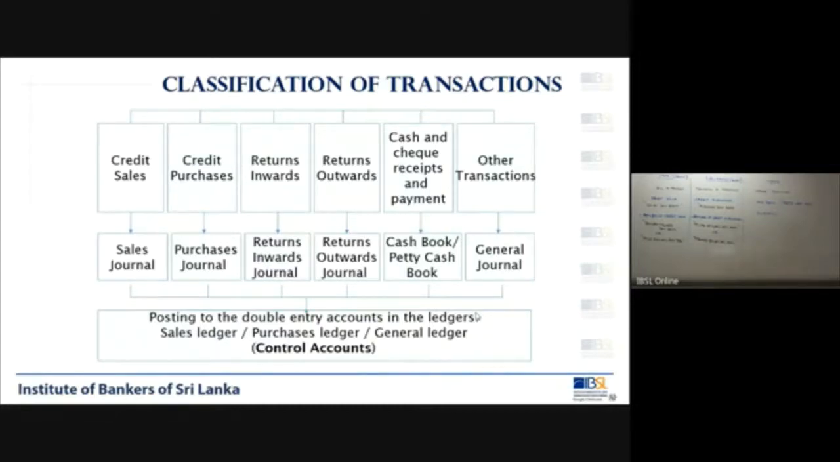Then when you look at all the other transactions, they can be classified into two. One is where you look at the cash and cheque related receipts and payments. That will go into the cash book and the petty cash book. All the other transactions other than the five that we discussed so far will go into the general journal, that is the last day book. So altogether there will be 7 day books: sales day book, purchases day book, sales return day book, purchases return day book, cash book, petty cash book, and the general journal.